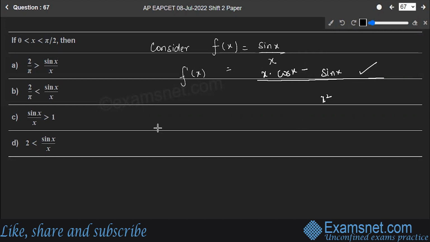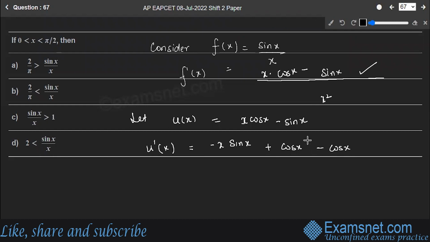So now I'll take the numerator. Let u(x) is equal to x into cos x minus sin x. I'm taking the numerator only. Now let's find the first derivative of the numerator. Actually, I want to know what type of function it is, whether it is an increasing or a decreasing function. So for that, the first step is to take the first derivative of the function. This will be given by minus x into sin x plus cos x minus cos x. They will cancel out, and now you're left with only minus x sin x.